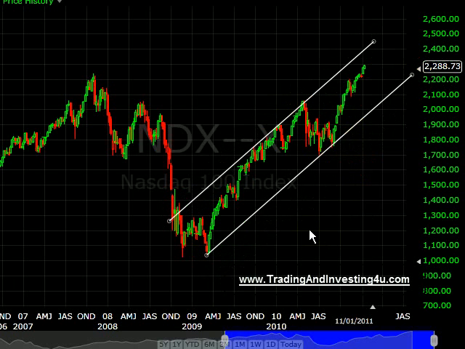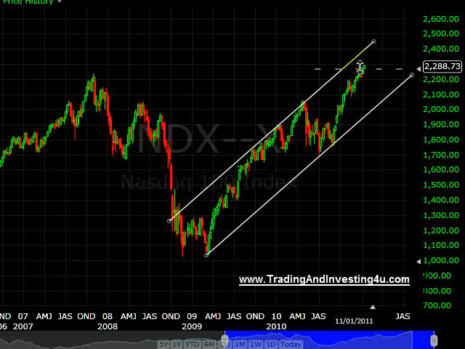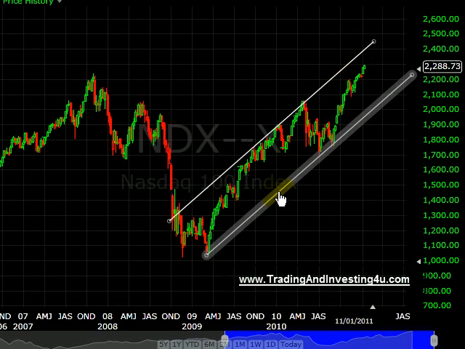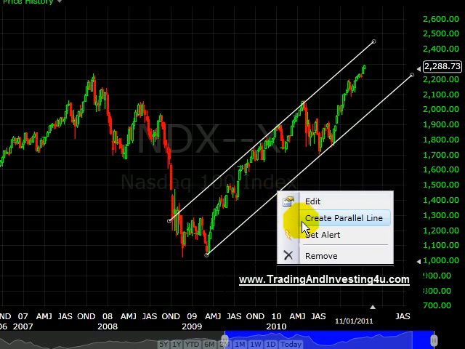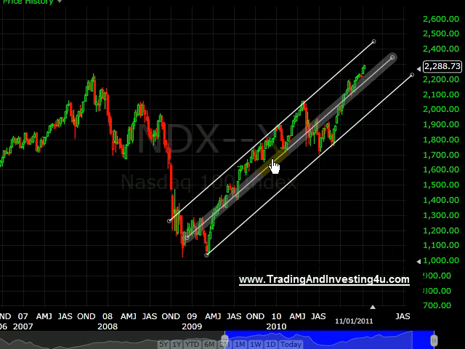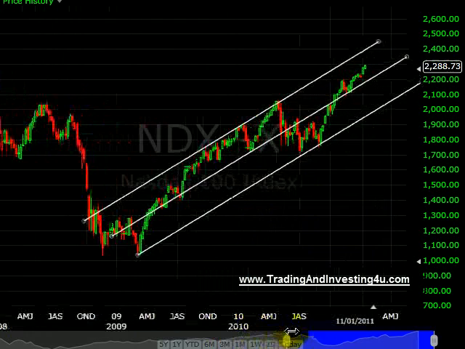Now what do we see here on the NASDAQ as well? The NASDAQ is actually running up really strong, and it looks like it's heading towards this top channel here. Now if we create another parallel channel, like a pitchfork so to speak, we can see that there's a mid channel there as well. Let me show you what I mean here.